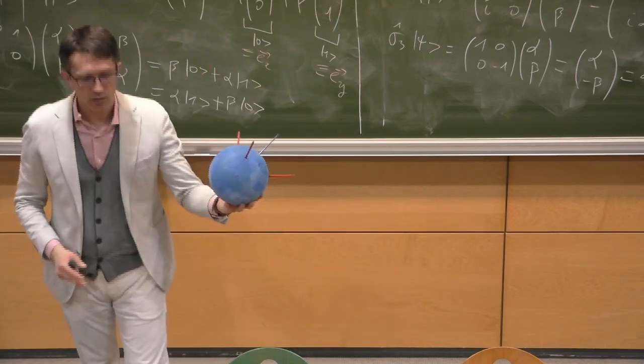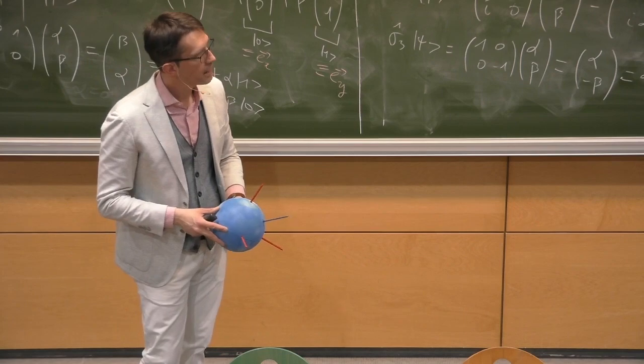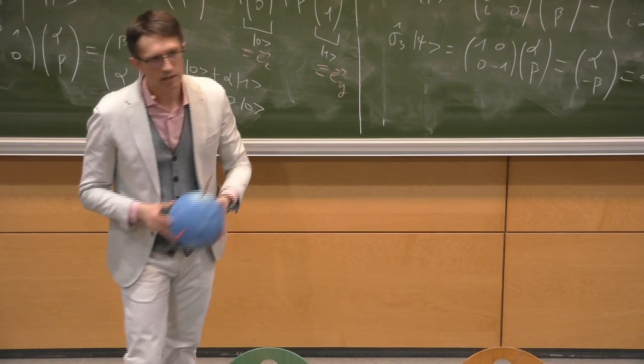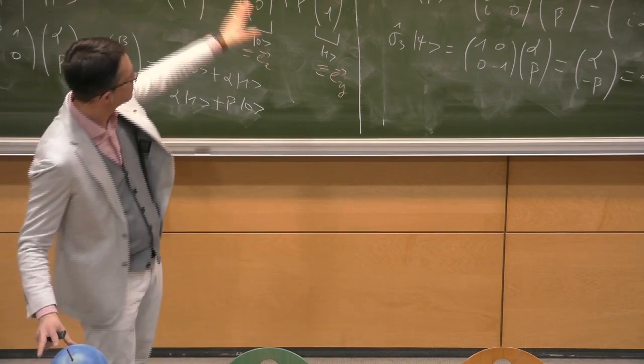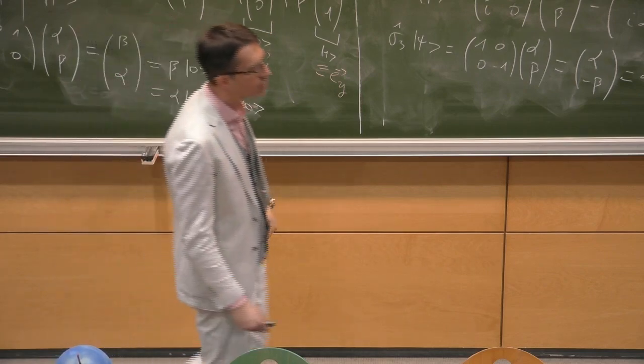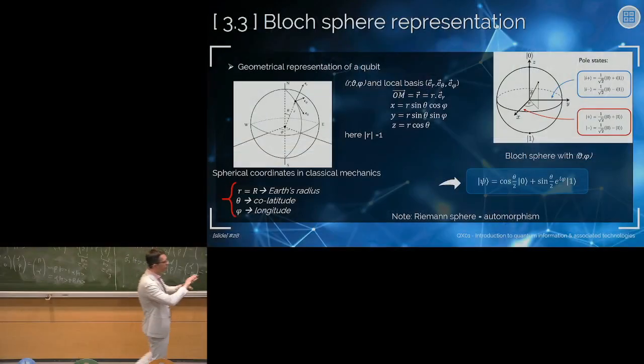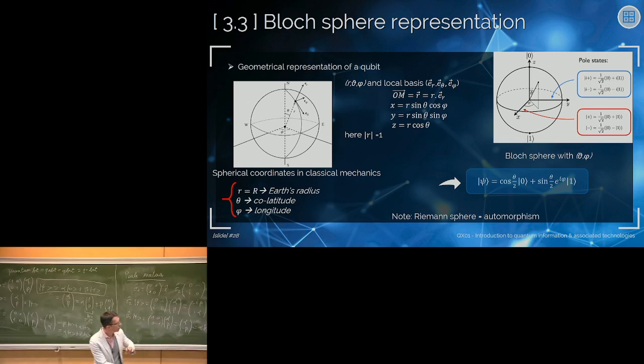So that's the spherical coordinates. And what you can show is that in order to represent a qubit, there is what we call in math an isomorphism, a mapping if you'd like, between these coordinates and the representation of a 2D vector pointing.